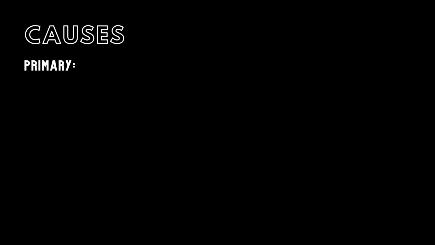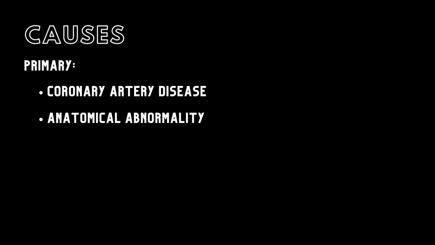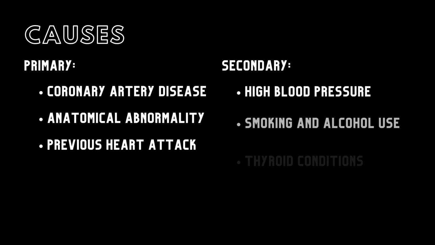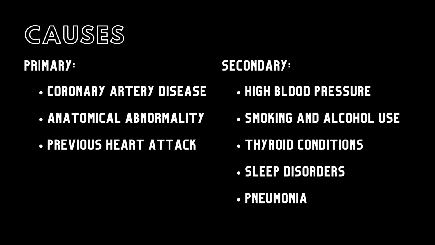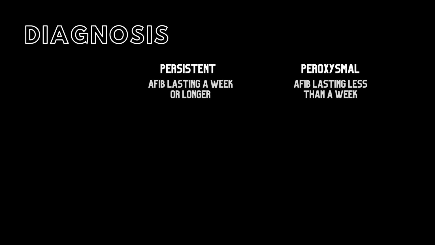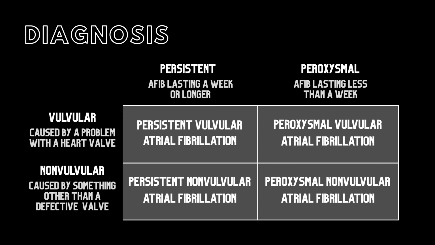Often, the cause of AFib is some form of cardiac pathology, such as coronary artery disease, an anatomical abnormality, or a history of heart attacks. But other habits and conditions may also play a role. Atrial fibrillation is classified by its duration and general cause.